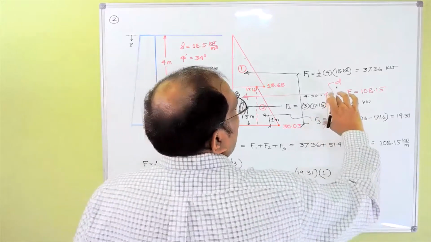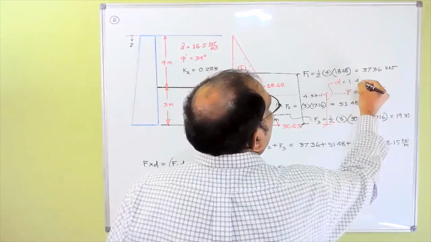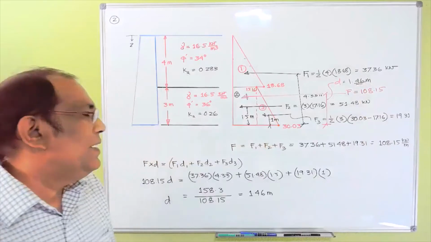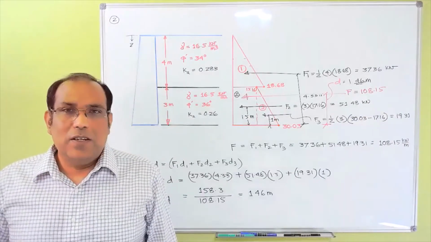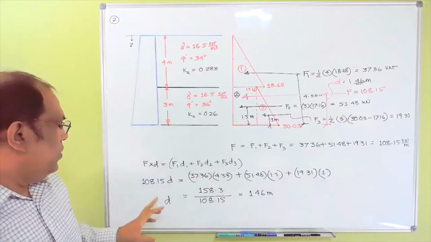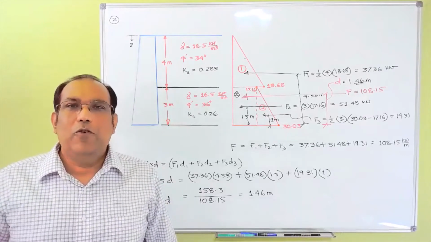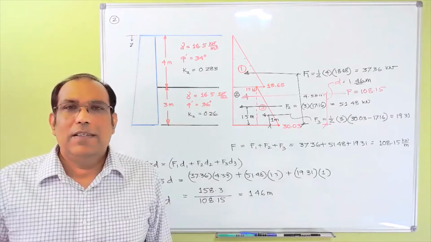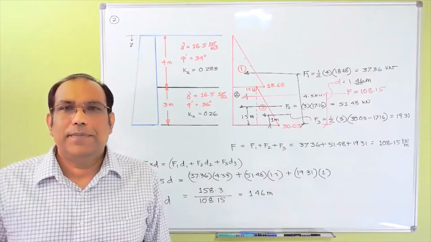So the distance from here to here is 1.46. So that's basically your answer. So the horizontal force working per feet length of the wall is 108.15, and that's working 1.46 meter from the bottom of the wall. Okay, let's move forward.